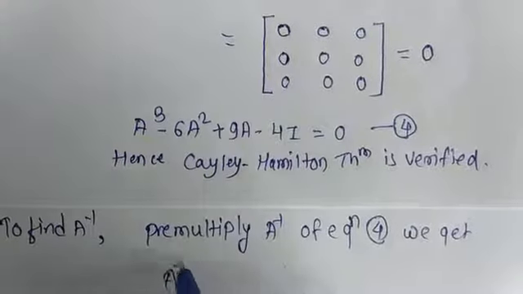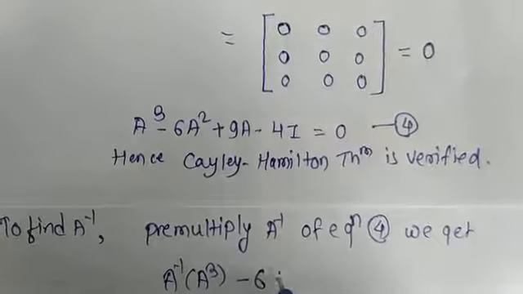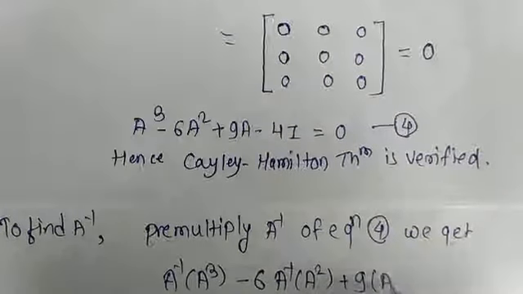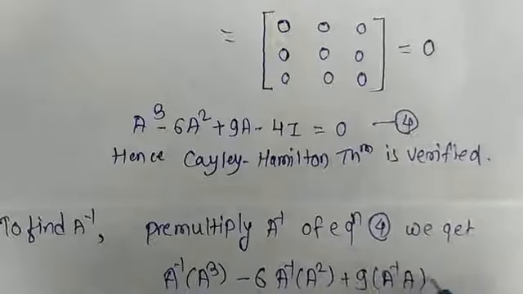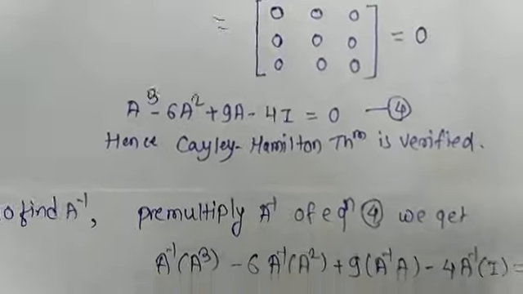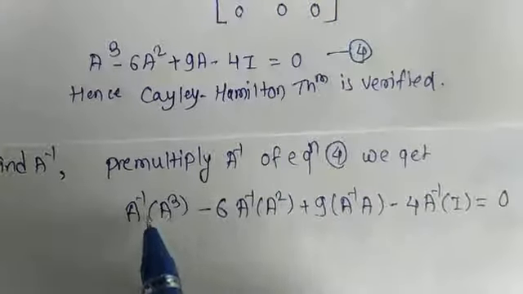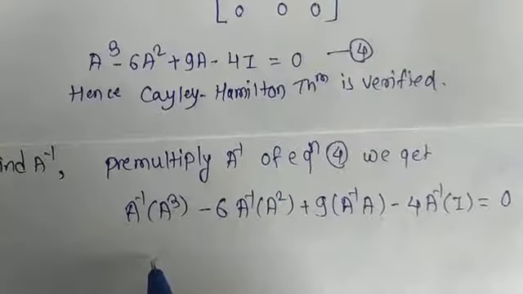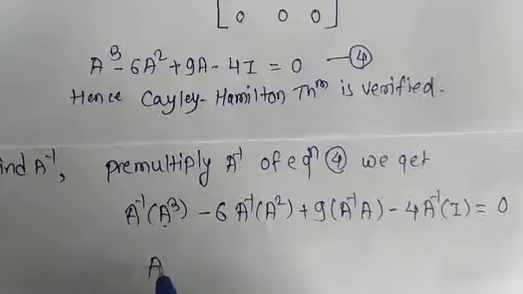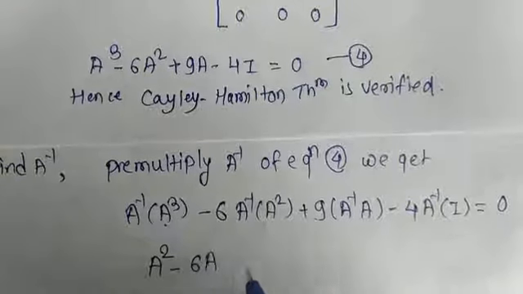A inverse into A cube, first term, minus 6 (we write the constant separately) A inverse into A square, plus 9 into bracket A inverse into A, minus 4 A inverse into I is equal to 0 into any matrix, which is 0. We write here 0, which will give us A inverse into A square. The base is the same, so the power will be minus 1 plus 3, which gives A square. A inverse into A square is 6A.